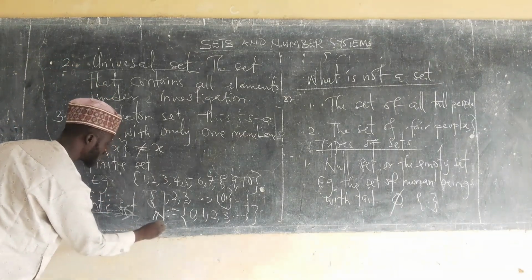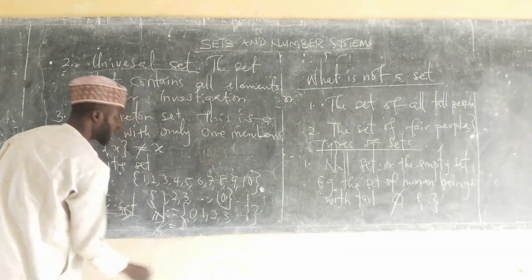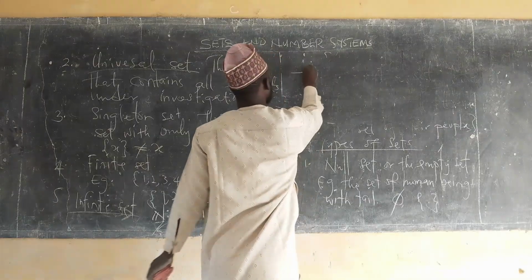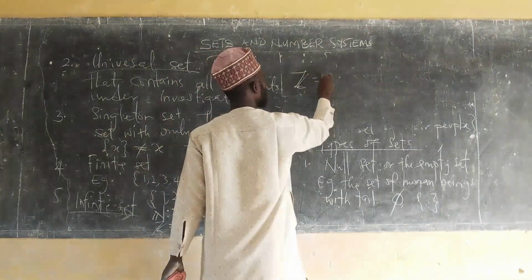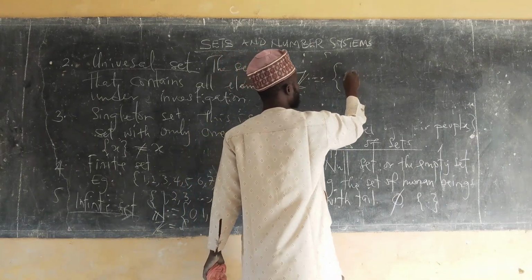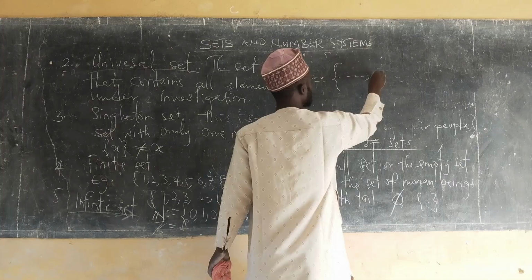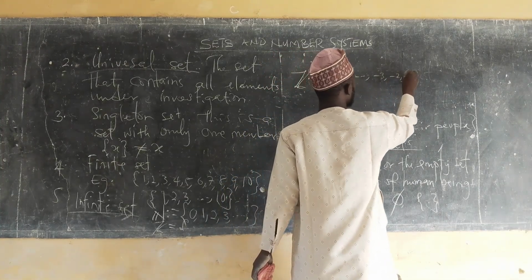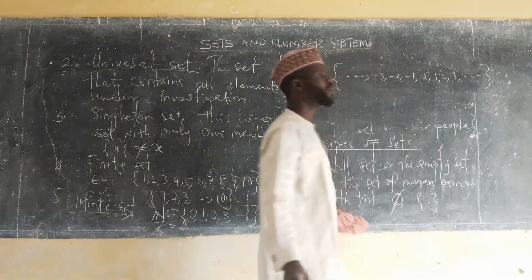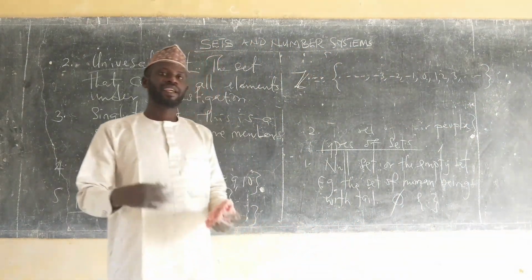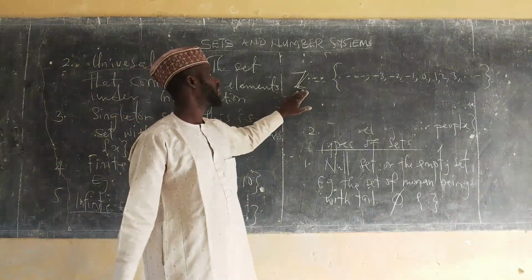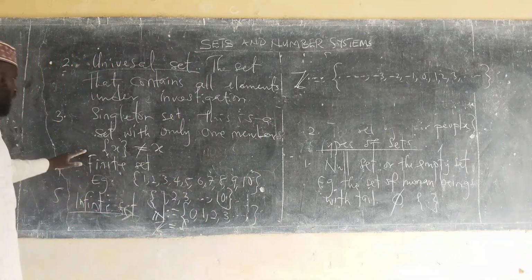Also, we denote the set Z, the set of all integers. The set of all integers denoted by Z is defined as the set containing many members: minus 3, minus 2, minus 1, 0, 1, 2, 3, and so on. It's also an infinite set. We are coming to other infinite sets when we come to number system. But for the meantime, these are the types of sets we have.